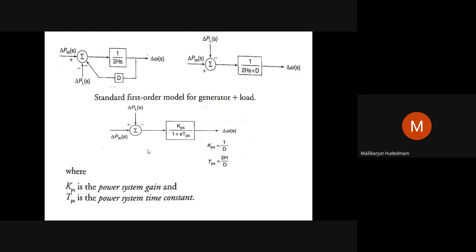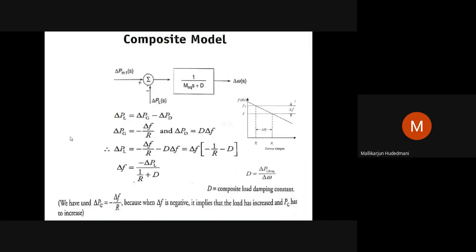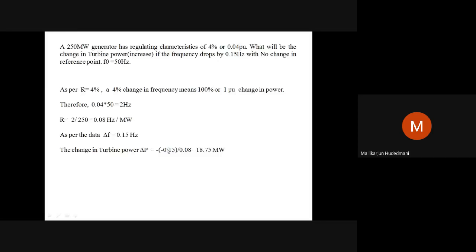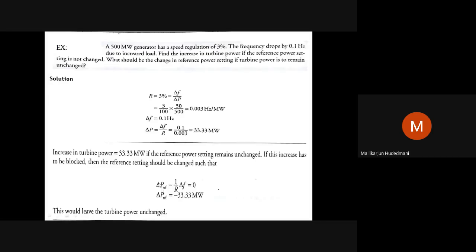One of the equations we have seen, yes, this one: delta P equal to delta F and this R. One more is there, I think this one only: delta P reference minus delta F by R equal to 0 from the governor's operation. This we have seen in module number 2B.